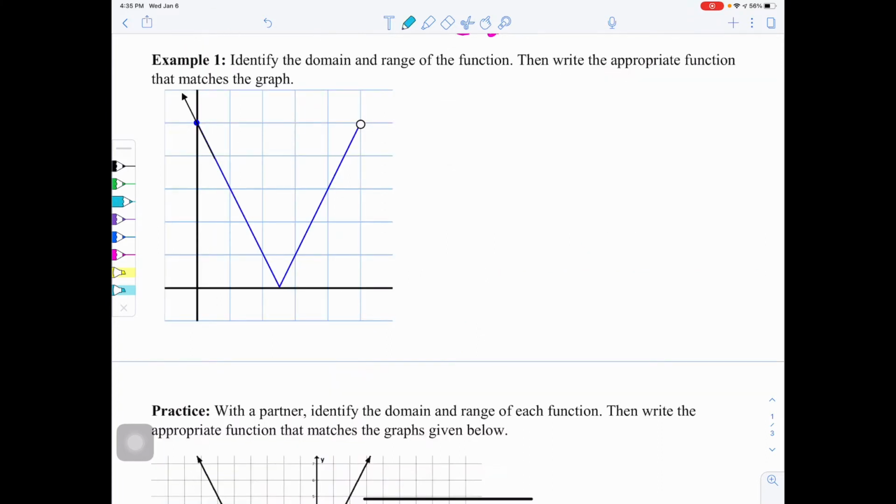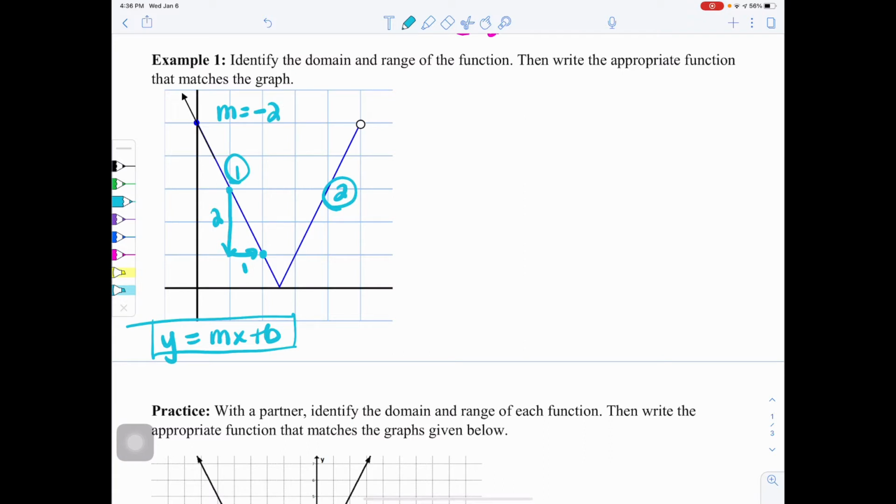Example 1: identify the domain and range of the function, then write the appropriate function that matches the graph. This is an absolute value function which has two pieces, so we will take care of each piece separately. Keep in mind that you should be using y equals mx plus b as your format since these are linear pieces. Looking at section 1, I'll pick 2 points on the line to find the slope. I'm going down 2 to the right 1 using rise over run, and I end up with -2 over 1, which is equal to -2.